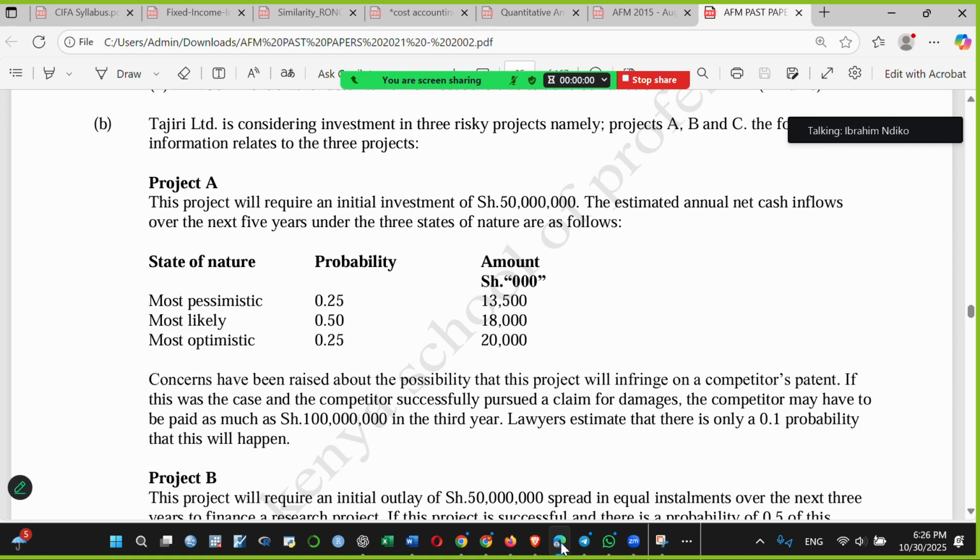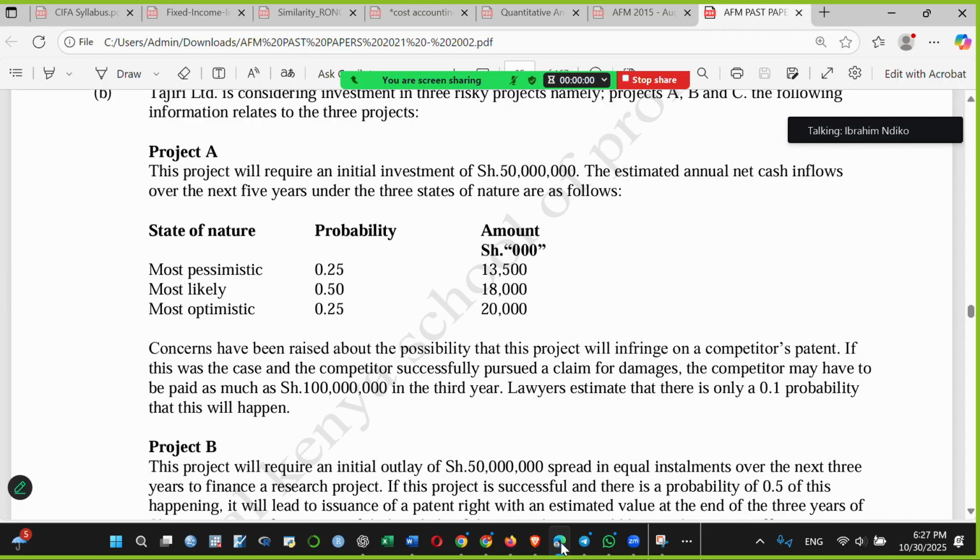So Tajiri Ltd is considering investing in the risk project A, B, and C. So each is kando kando, sivyo? Yeah. For A, for B, and for C. Ni kweli? Yes. So the project will require an initial investment of 50 million. The estimated annual net cash flow. So tumepatiwa cash flow already for the next 5 years under the 3 states as follows. So tumepatiwa hapo. So but you need to know to find the expected NPV first. Sivyo? Yes.